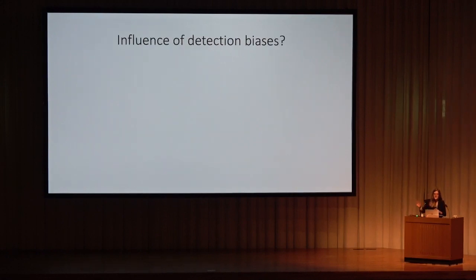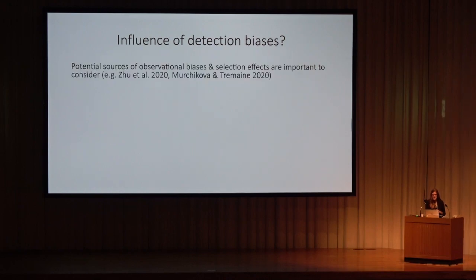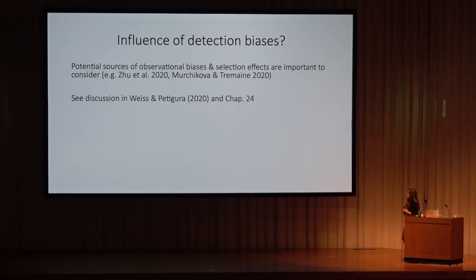One thing that's important to consider is the role of detection biases. So it's important to check whether these patterns of uniformity might have some contribution from selection biases. This issue was raised by Zhu et al., as well as Millholland and Tremaine. And there's a thorough discussion of this in Weiss and Petigura 2020, as well as in our chapter, so I won't talk much about it here.